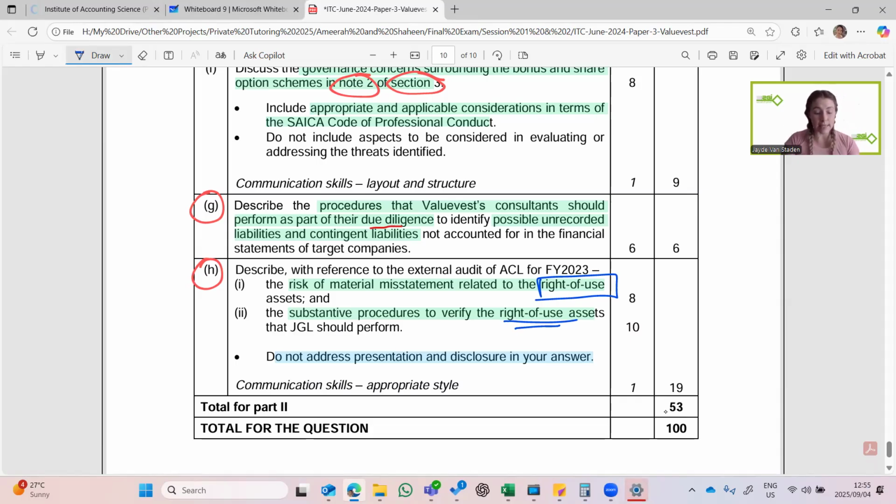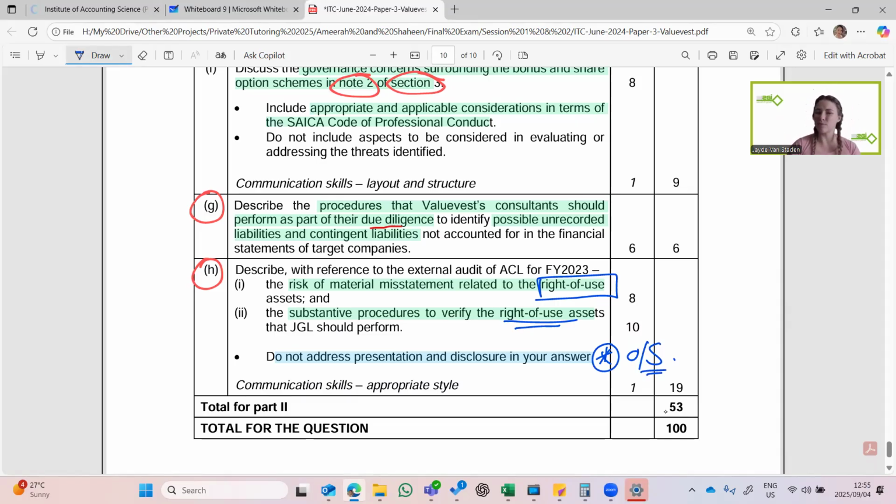Very importantly, there is a scope exclusion. Do not address presentation and disclosure in your answer, which means that any risks, any procedures relating to presentation and disclosure are going to be out of scope, so do not even mention them.